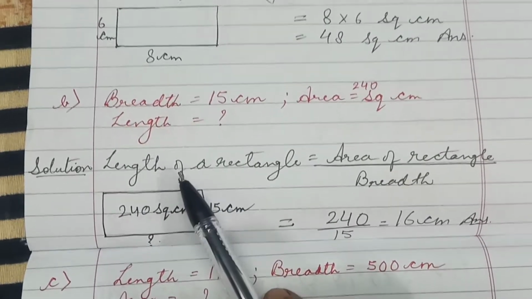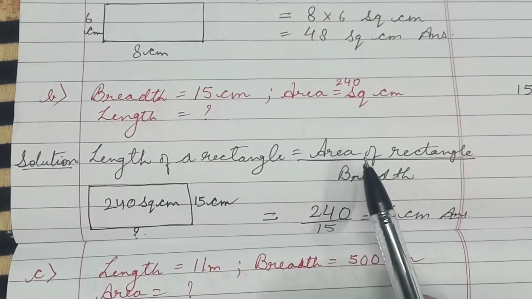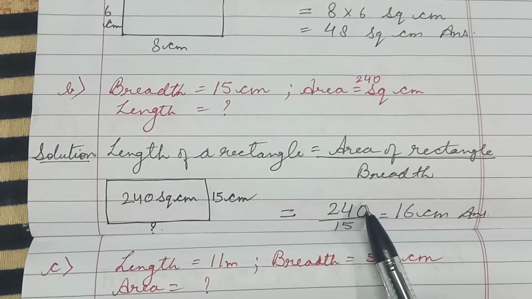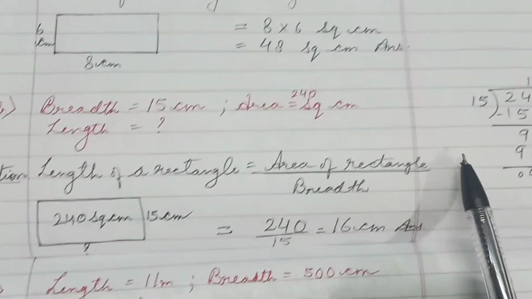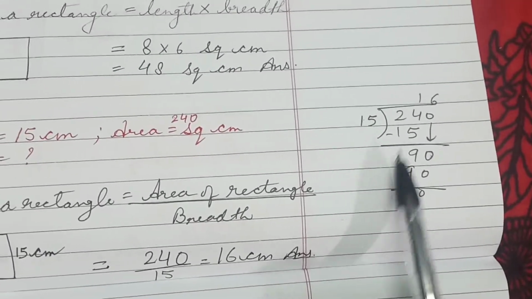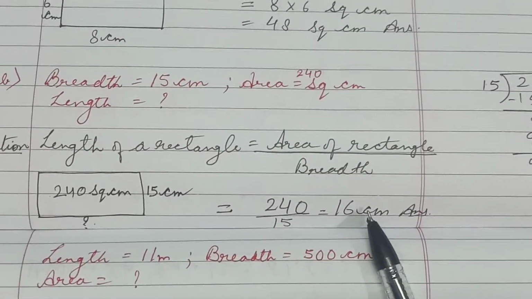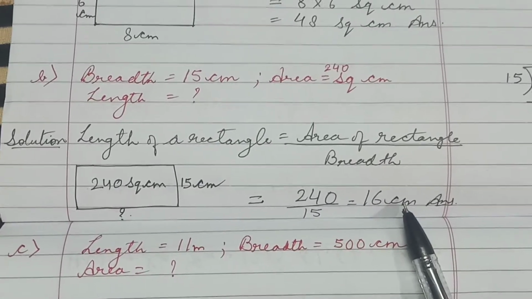Now children, to find the length of a rectangle, you know the formula. You will divide area of the rectangle by its breadth. So 240 divided by 15. Now children, let's divide in the rough column. When you divide, we get 16. So here 16 centimeter will be the answer. The length of the rectangle is 16 centimeter.